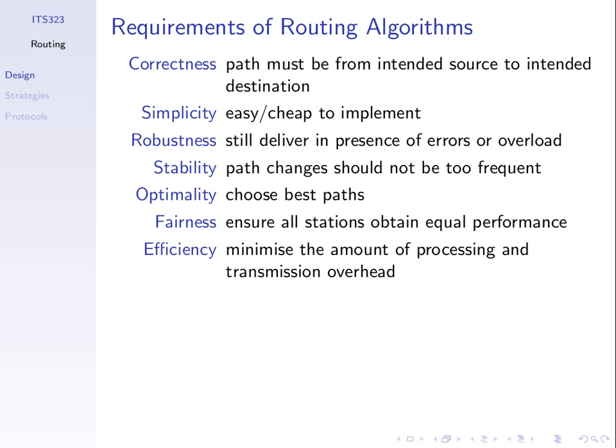A routing algorithm needs to find the best path. In general, it has a number of requirements. Say the input to the algorithm is some information about the network. The output should be a set of paths, the best paths, or a path from one source to one destination.